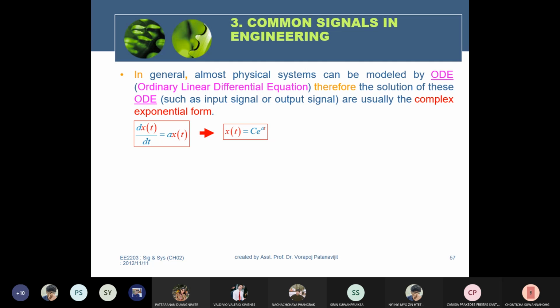The solution of this differential equation, for the first order, will be an exponential. Only one exponential term. First order, you have only one term. Second order, you have 2 terms: e^(A1 t), e^(A2 t). Third order, you have 3 terms. Fourth order, you have 4 terms. You can see that if you have 25th order, you require 25 terms.